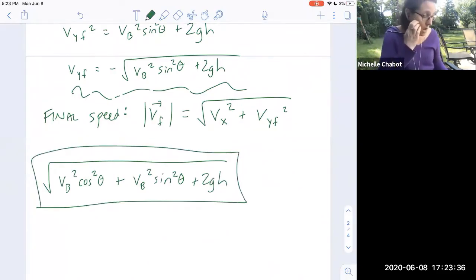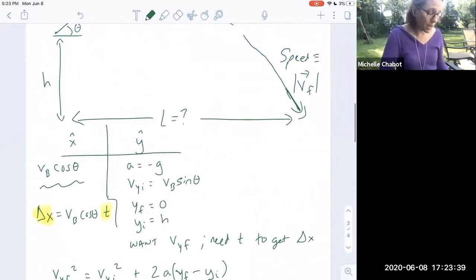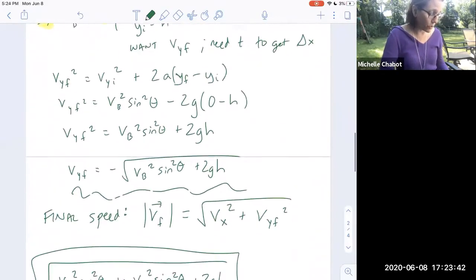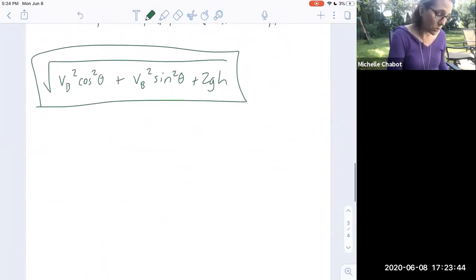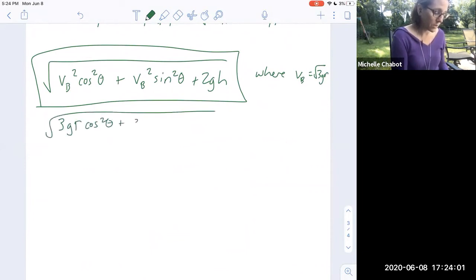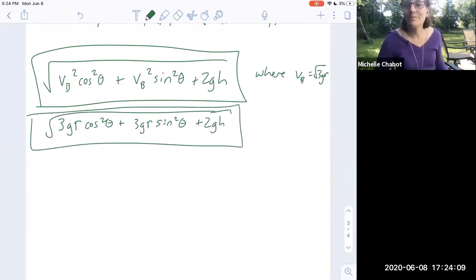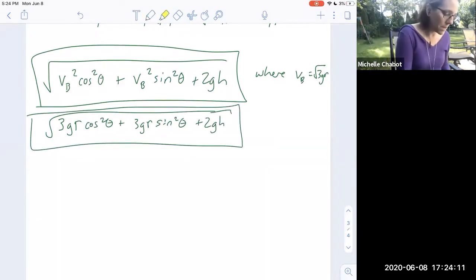So they could then go back and solve for these. We know Vb. So again, this is where we can write where Vb equals the square root of 3gr. So that means that this would be equal to 3gr cosine squared theta plus 3gr sine squared theta plus 2gh. Good. So that's going to be a final result. I'll go ahead and highlight it.